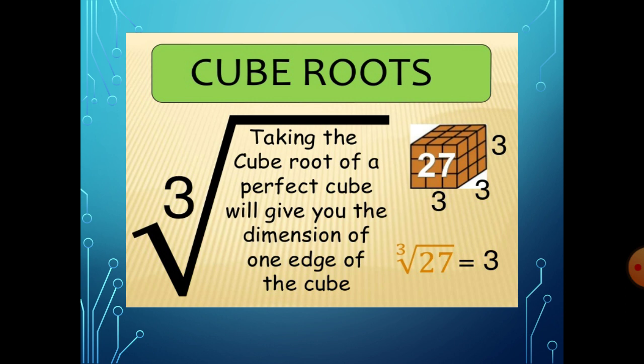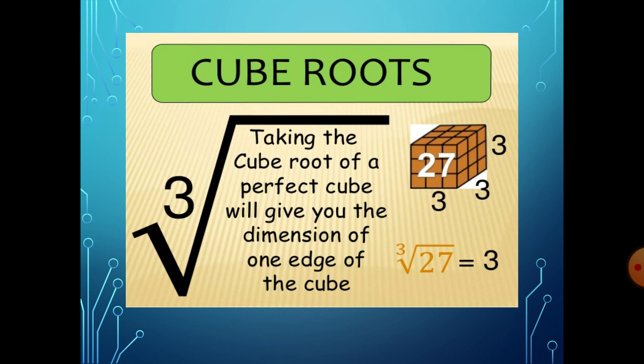Now, taking the cube root of a perfect cube will give you the dimension of one edge of the cube. As you can see in the slide, there is a cube with dimension 3, 3, 3. 3 is the length, 3 is the breadth and 3 is the height of the cube. So the cube root of 27 is equal to 3, as 3 multiplied by 3 multiplied by 3 is 27.